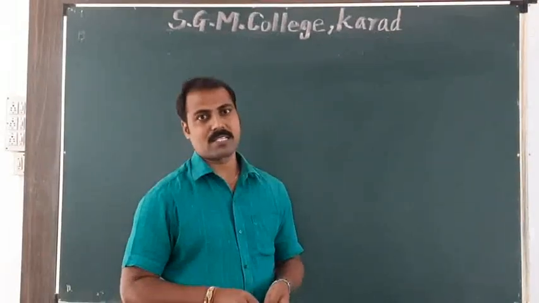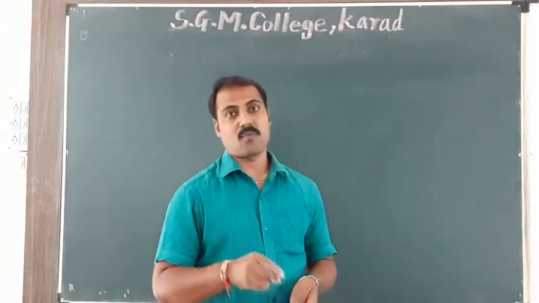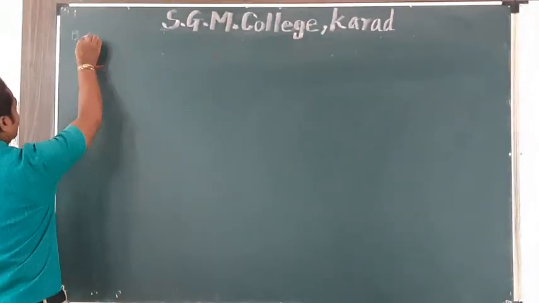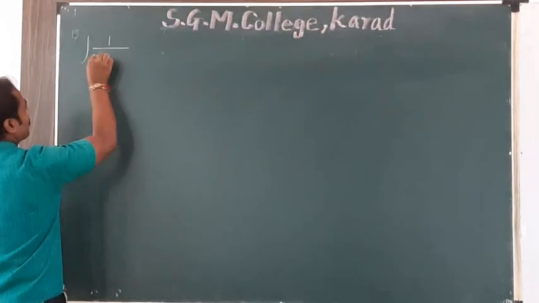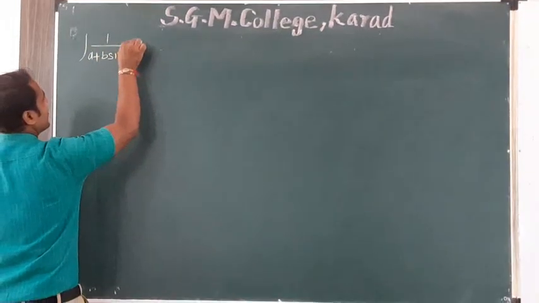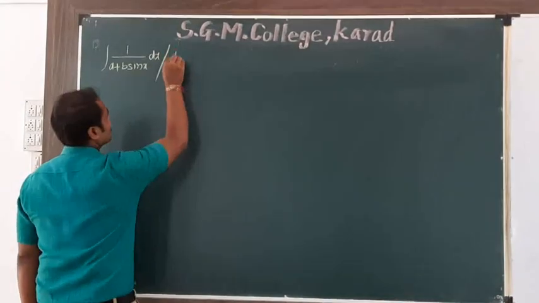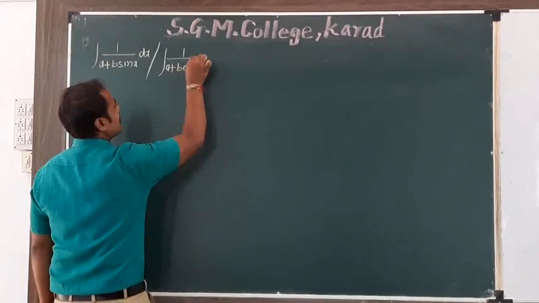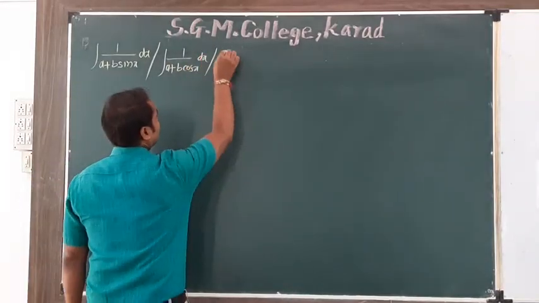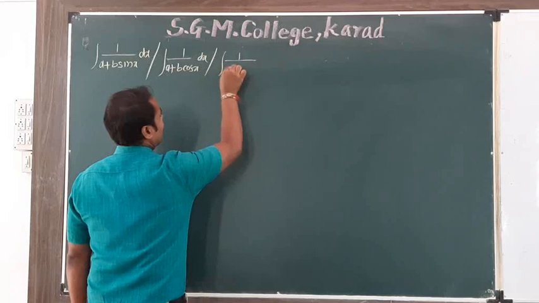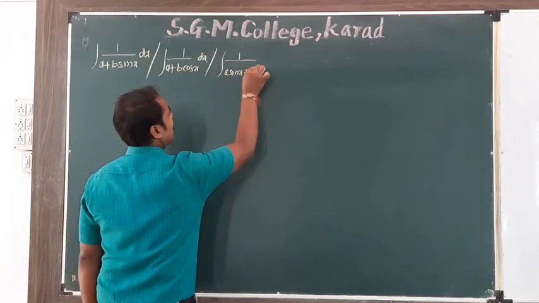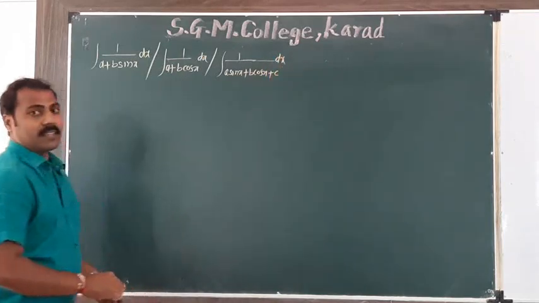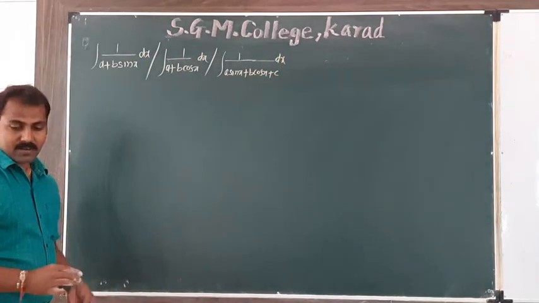Today we are going to discuss an important type of indefinite integration, that is integration of 1 upon a plus b sin x dx, or integration of 1 upon a plus b cos x dx, or integration of 1 upon a sin x plus b cos x plus c dx. Here a, b, c are constants.